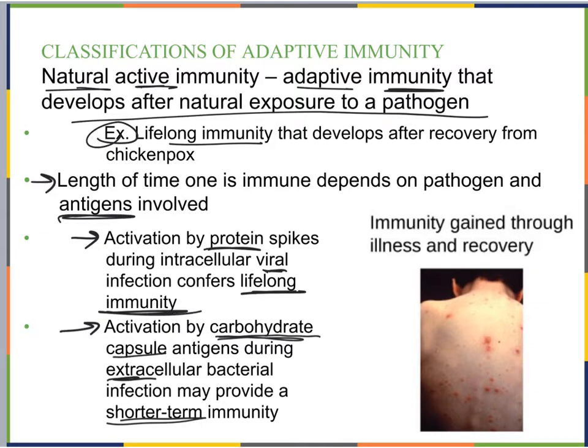So we have our natural active immunity. And this is, of course, how we get most of our immunities. It's just by being out in the world and exposing ourselves to things, and then our body fights them off, and then we keep these memory cells around for later so that when we have another exposure, we're able to fight it off more easily.